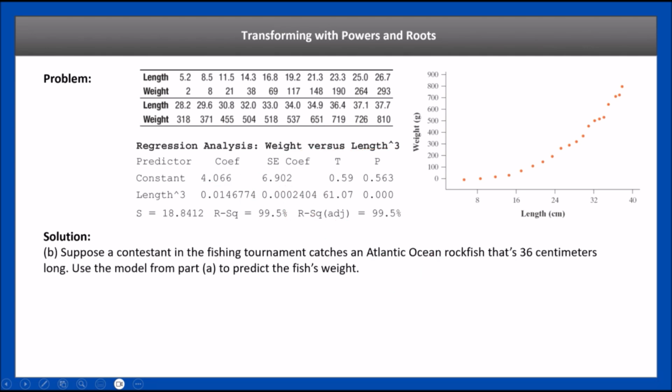So suppose a contestant catches a 36 centimeter long rockfish and uses the model to predict the fish's weight. So we're going to take the model that we had. Now remember that this is 36 cubed, so we're going to keep that in mind. And so we get a prediction of 688.9 grams if we plug it into the model. All right, and that's really all there is to it. That's parts A and B. Once we get the computer model, it'll take care of it for us.